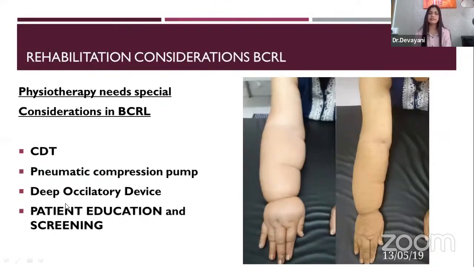Deep oscillatory device is yet another device approved by the Lymphology Association, and I do use this device in some of my cases. But again, complete decongestive therapy remains the gold standard treatment. Even for this, patient education and screening for lymphedema after breast cancer is very important.